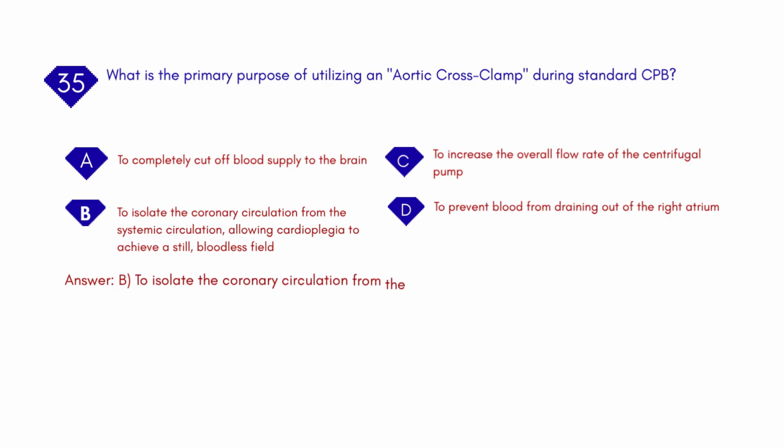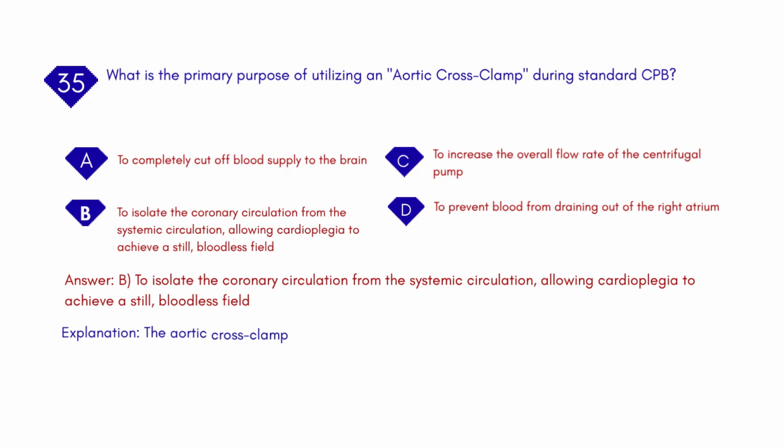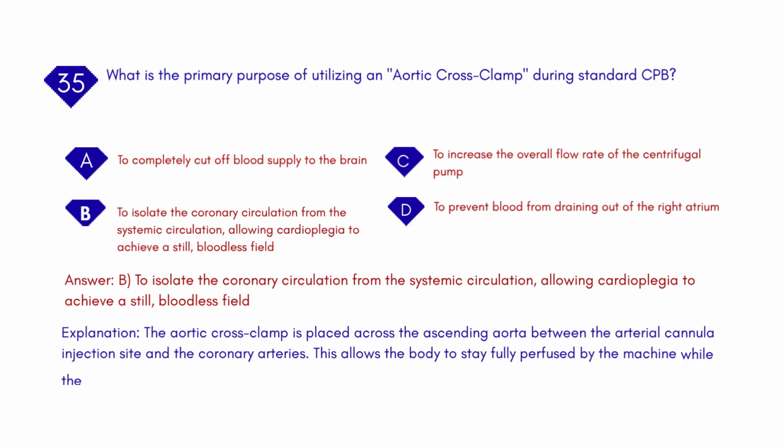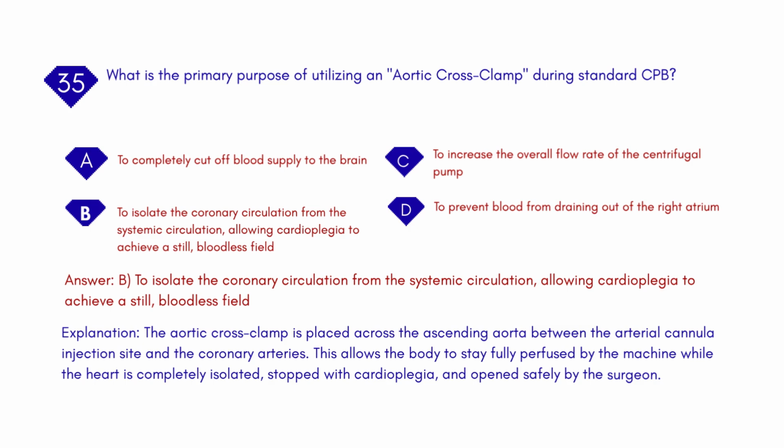Answer. B. To isolate the coronary circulation from the systemic circulation, allowing cardioplegia to achieve a still, bloodless field. Explanation. The aortic cross-clamp is placed across the ascending aorta between the arterial cannula injection site and the coronary arteries. This allows the body to stay fully perfused by the machine while the heart is completely isolated, stopped with cardioplegia, and opened safely by the surgeon.